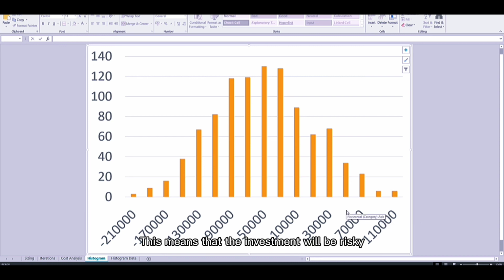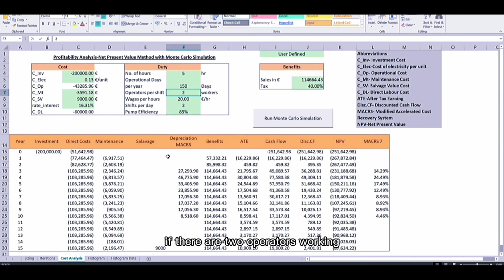This means that the investment will be risky for the user if there are 2 operators working for one particular heat exchanger. The user can manipulate more of this data to get different NPV results.